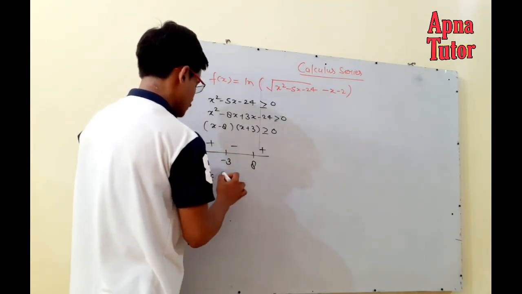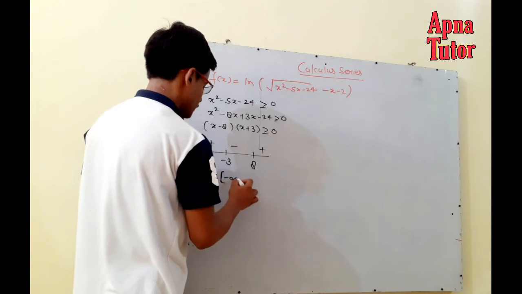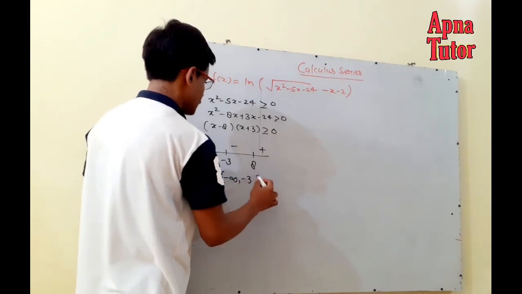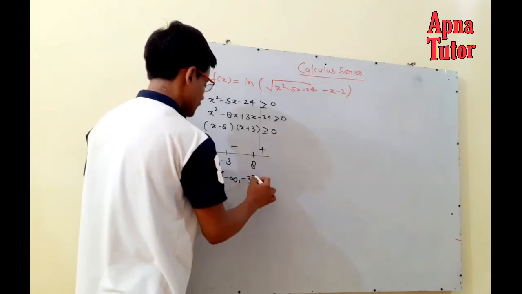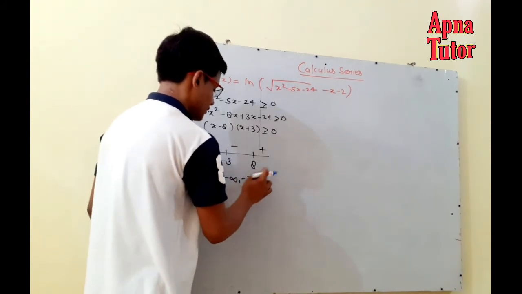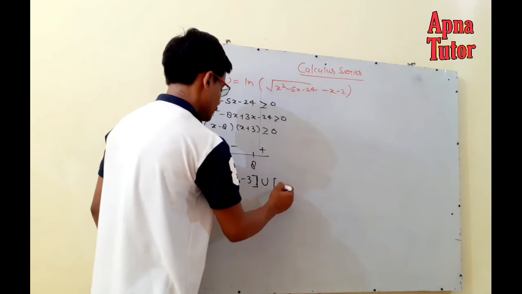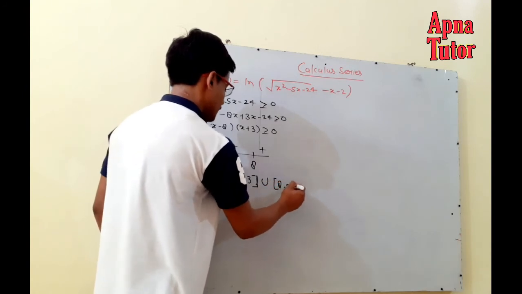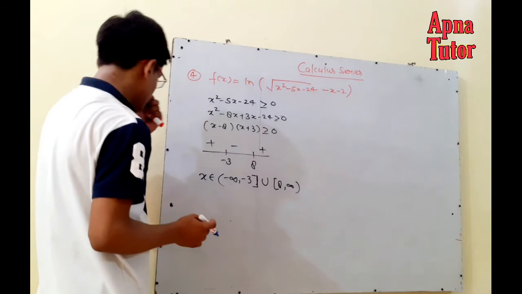So what will be the domain? x belongs to minus infinity to minus 3, this is an open sign, union 8 to infinity. This will be the domain.